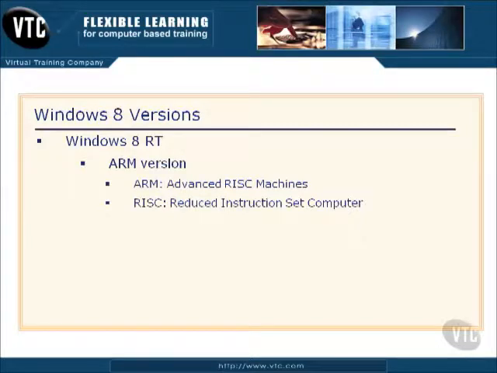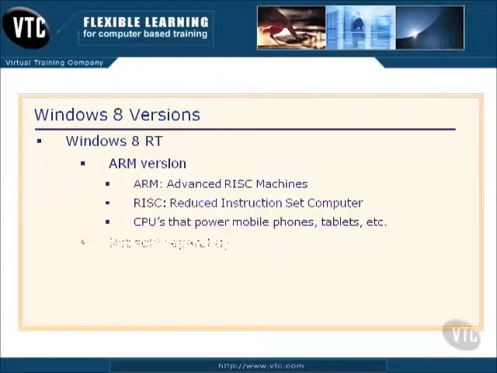In English, the ARM version means that it's using a CPU that is an ARM CPU, and those are used to power mobile phones, tablets, those sorts of things. Hence the RISC, Reduced Instruction Set Computer. These CPUs are designed to be smaller, more lightweight, light duty. They run on fewer instructions, they don't get as hot, they don't consume as much battery, that sort of thing.